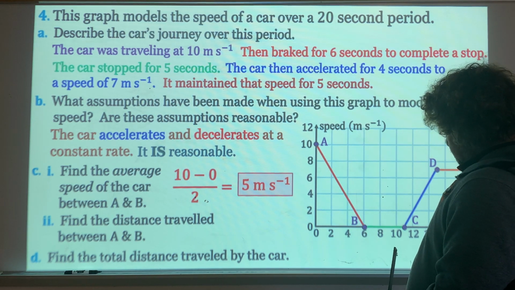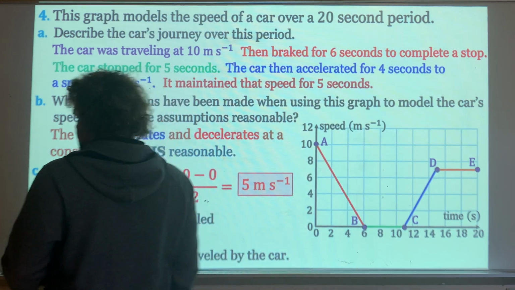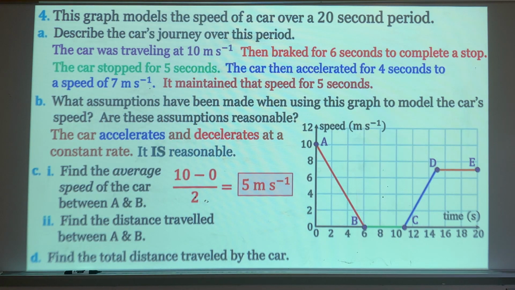Should be over 6, shouldn't it? Uh-oh. The distance traveled between A and B. I gotta look that one up. I think I messed that up. 5 meters per second times 6 seconds. All right? Which is 30 meters.